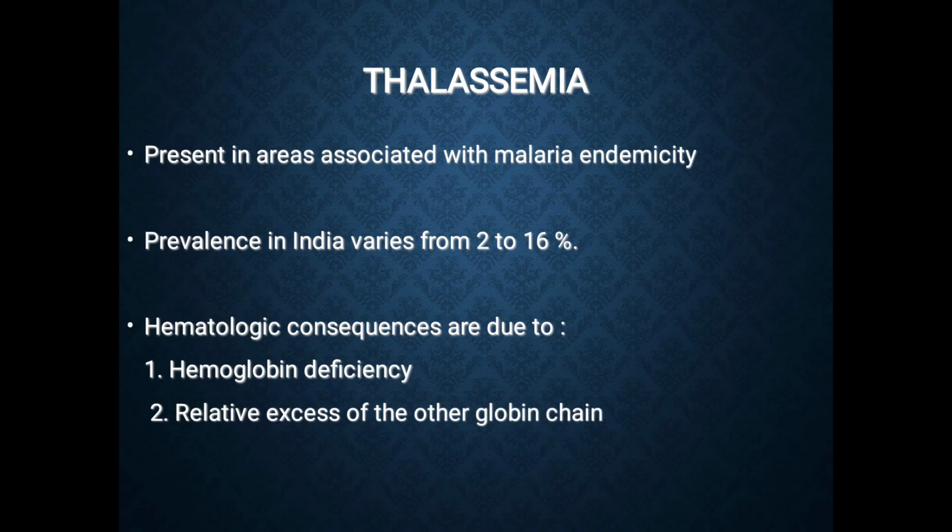Consequences of thalassemia are due to hemoglobin chain deficiency and relative excess of the other chain. Like in alpha thalassemia, there will be excess of beta chains, and in beta thalassemia, there will be excess of alpha chains.